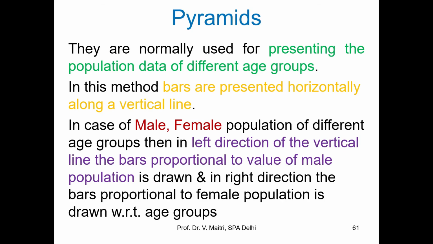Now the pyramid, this we normally use for presenting the population data of different age groups. So in this method, the bars are presented horizontally along a vertical line. In the case of male and female population, for the different age groups, in the left direction of the vertical line a bar proportional to the male population is drawn. In the right direction, a bar proportional to the female population is drawn with respect to age group.